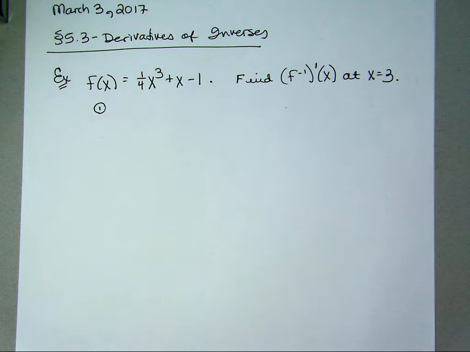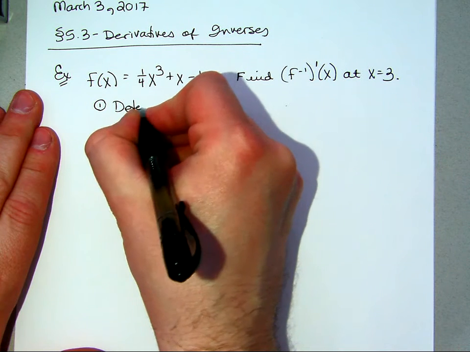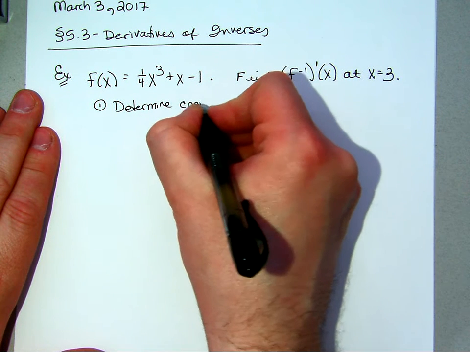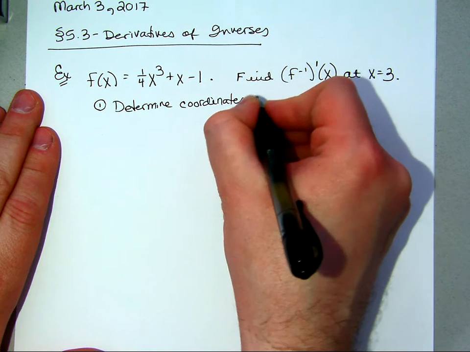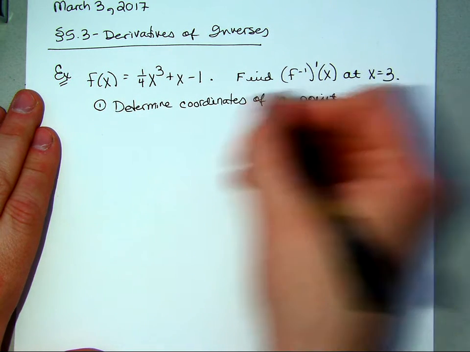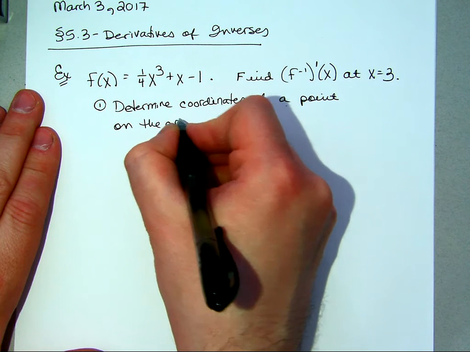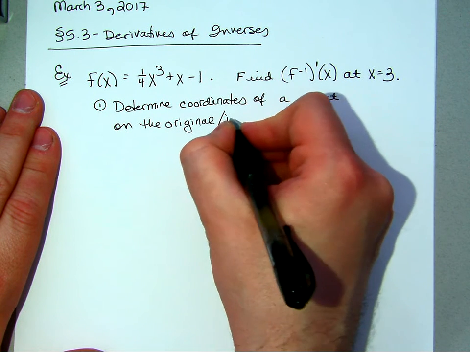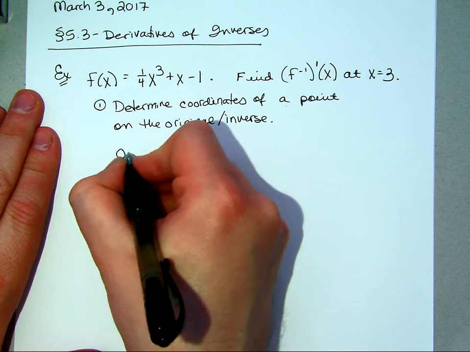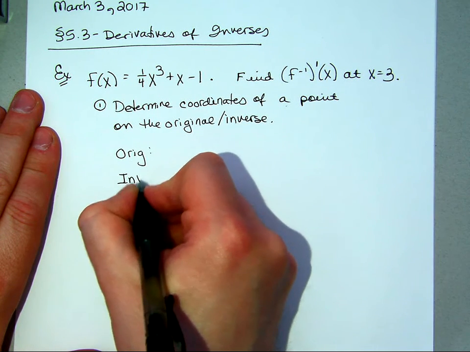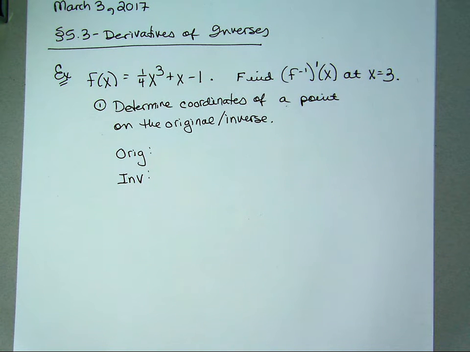Step number 1. I need to go through a little bit of logic to determine the coordinates of a point on the original function and some other point on the inverse function. Here's what I mean by this.